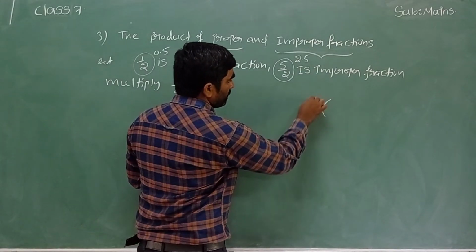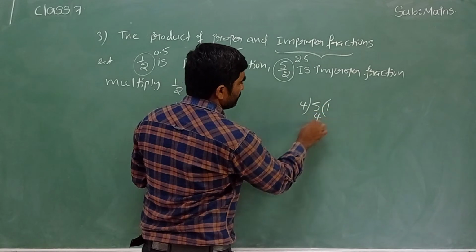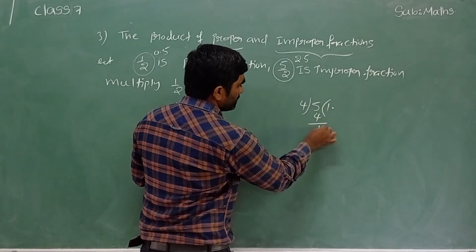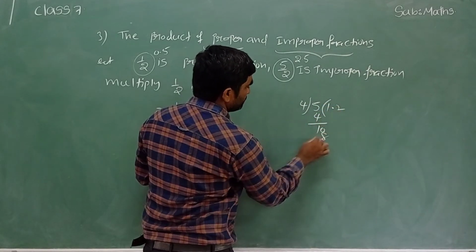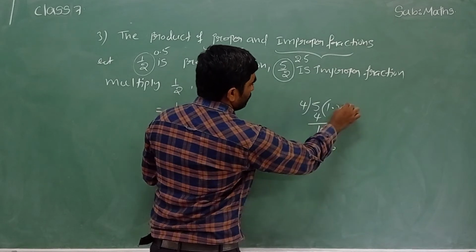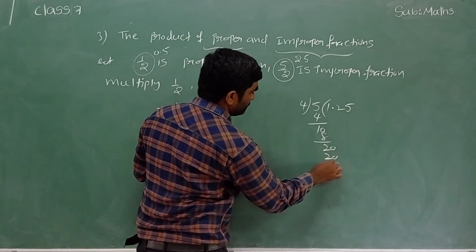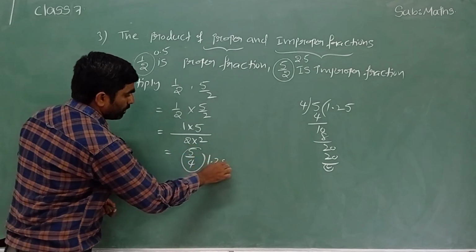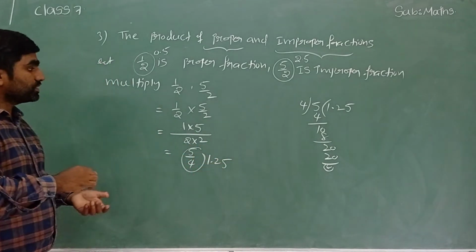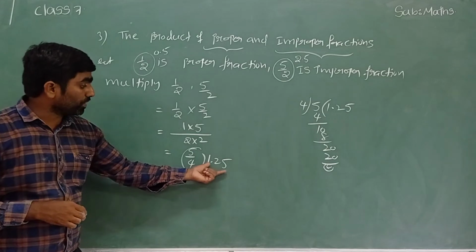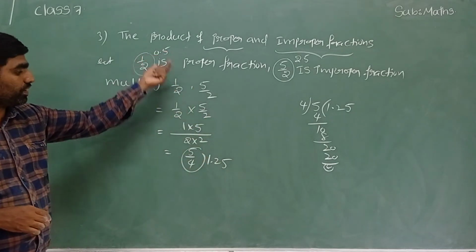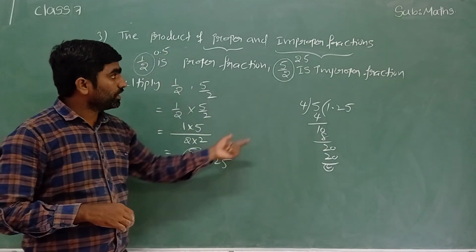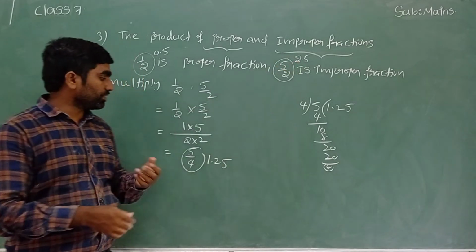What is the decimal form of 5 by 4? 4 1s are 4, 1.0, 4 2s are 8, then what? 4 5s are 20. I got 1.25. Tell me then, how is that 1.25? Yes, 1.25 is more than 0.5 and this 1.25 is less than 2.5. Now what can we say?